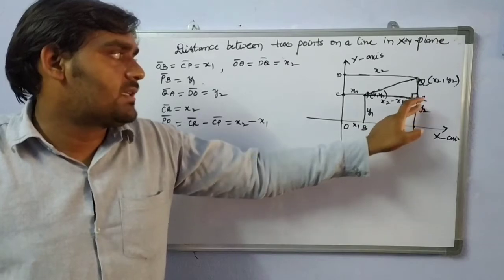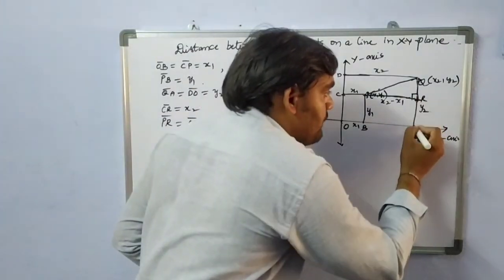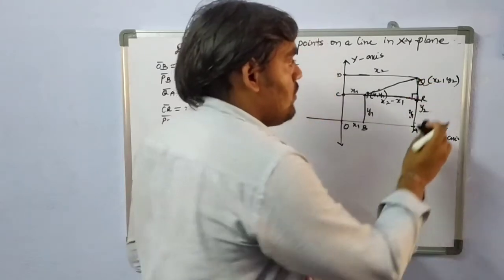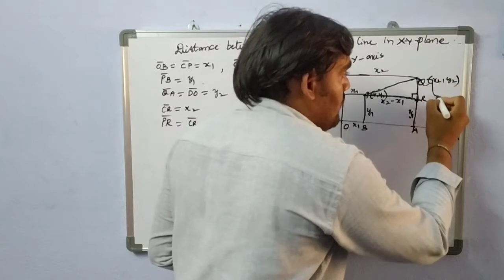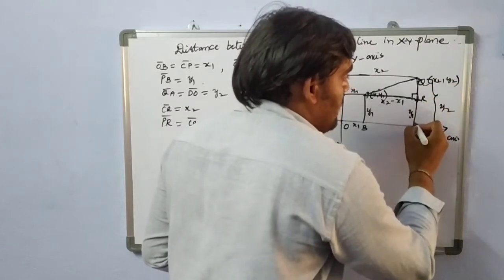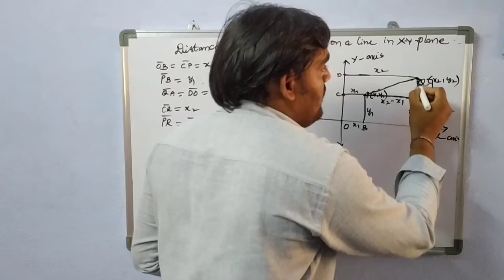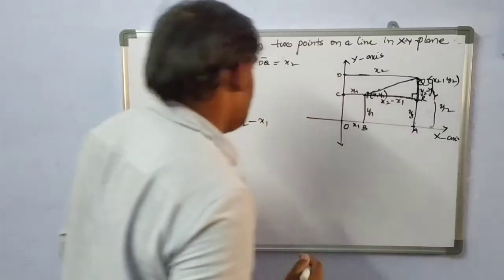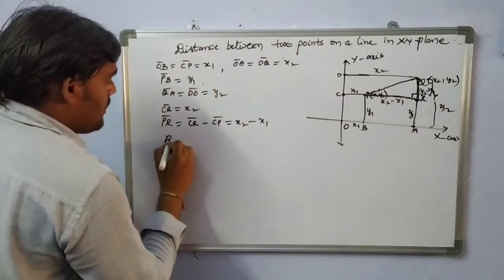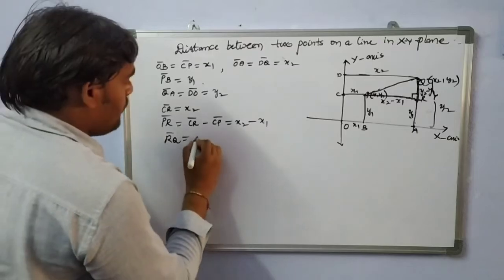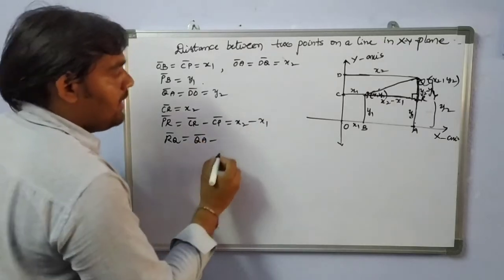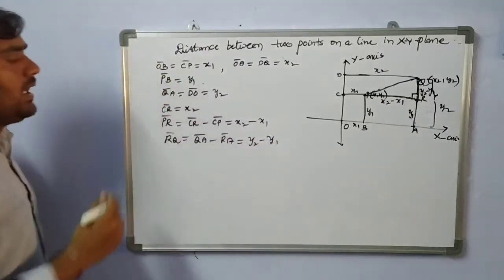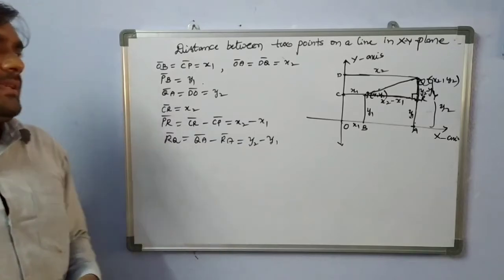Same distance here also we will get. So from here to here is y1. From here to here is y2. Total distance from here to here is y2. Here to here is y1. Then what is the distance from here to here? y2 minus y1. You need to remember. See, we need to write here. RQ bar is equal to QA bar minus RA bar, y2 minus y1. We got RQ bar is equal to y2 minus y1.